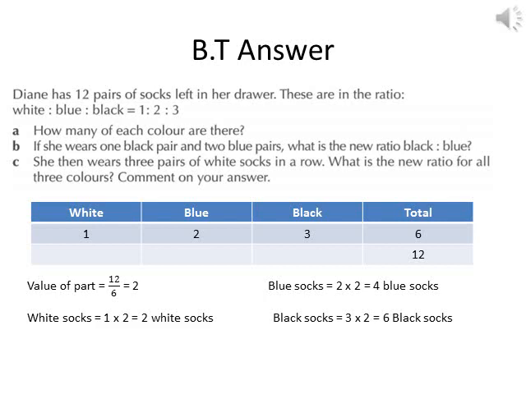So he's asking about how many of each color are there. So for the white socks, you get the ratio of the white socks, it's 1. So 1 times 2 equals 2 white socks. And for the blue socks, you're just multiplying its ratio times the value of part, which is 2 times 2 equals 4 blue socks. And after that, you're just getting the number of pairs of socks in the black socks. So it's 3 times 2 equals 6 black socks. This is the answer for number A.